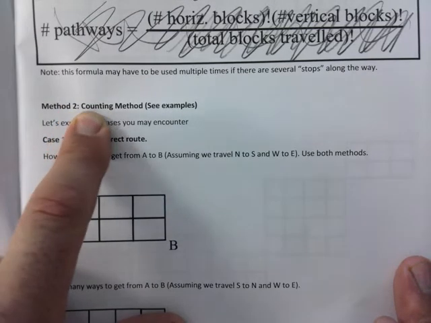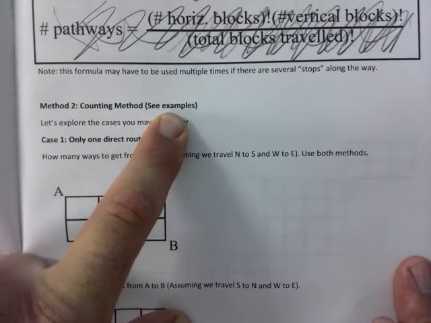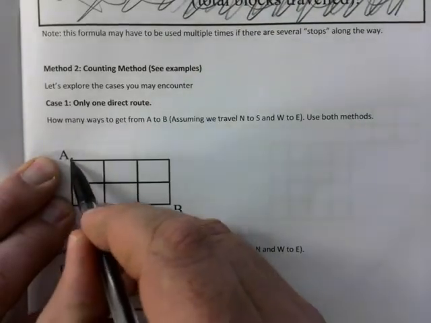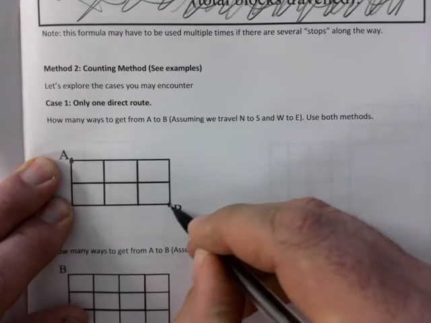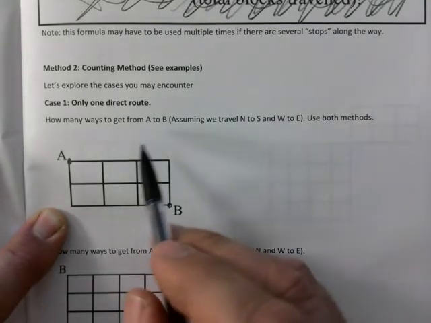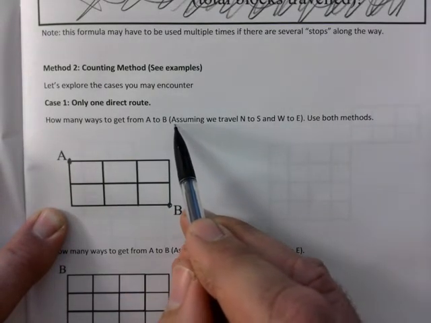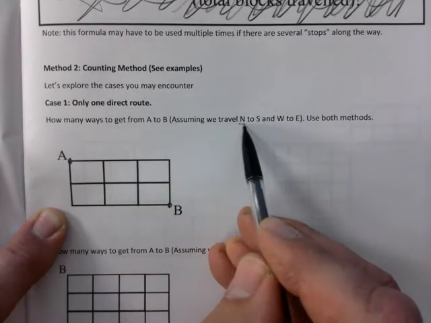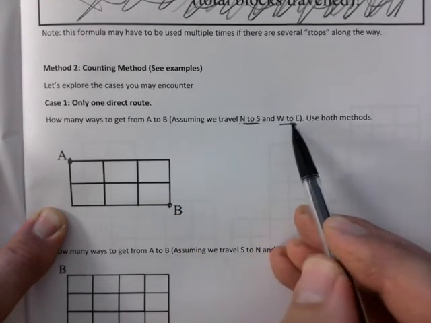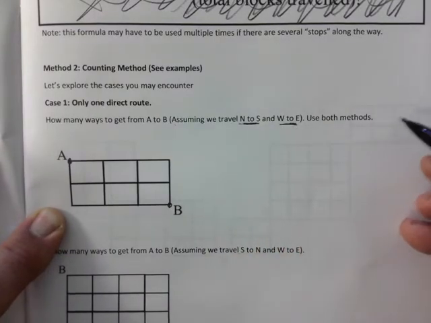Method two is using the counting method, and I'm just showing you the examples. Let's explore the cases here. So let's say you're traveling from point A to B. B is obviously your final destination in this case. And this is what we're assuming: we travel north to south, and we only go west to east, right? So how about this here?